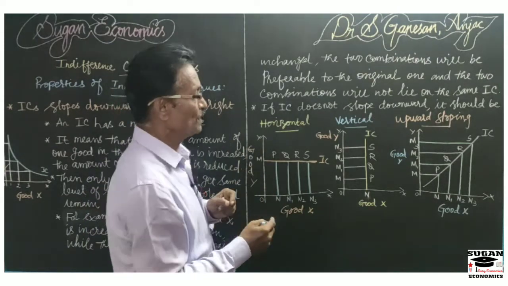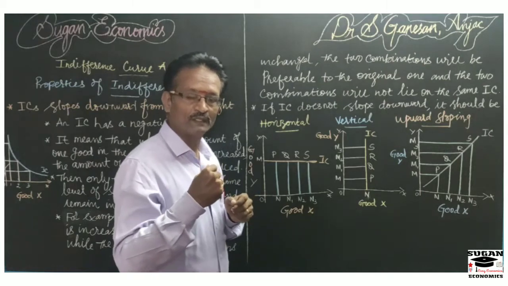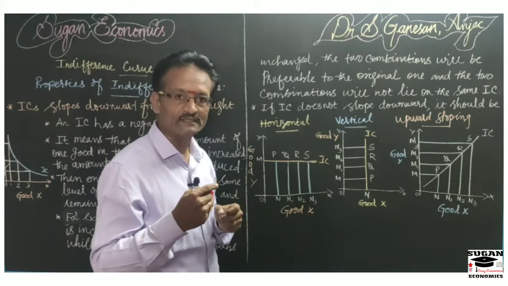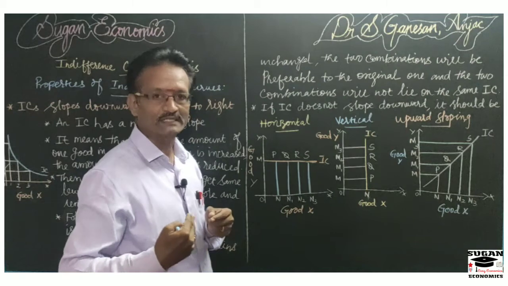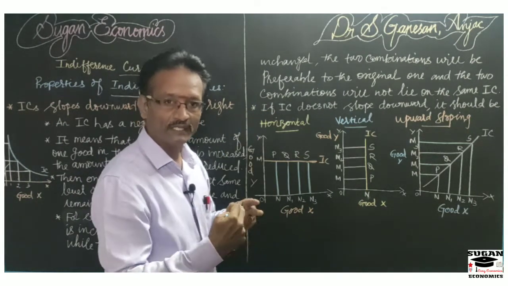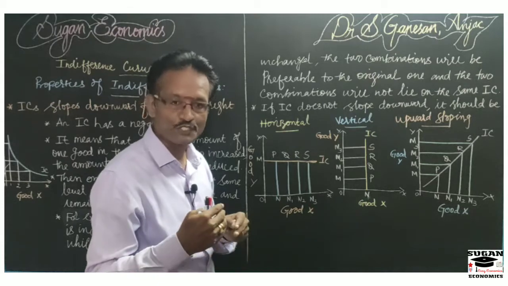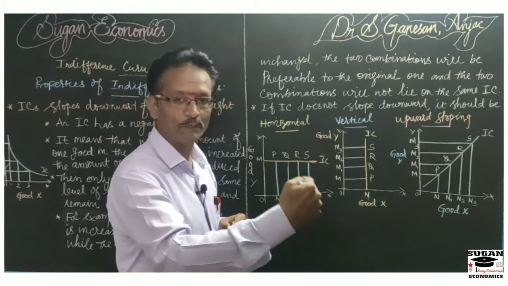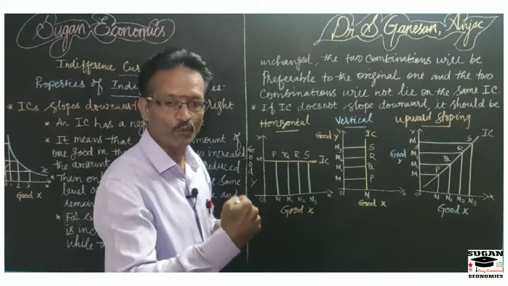Are you clear? In the previous case, the consumer adds 1 unit of commodity X, so he has to reduce some units of commodity Y. But in the second case, the consumer is adding commodity X while keeping commodity Y constant.